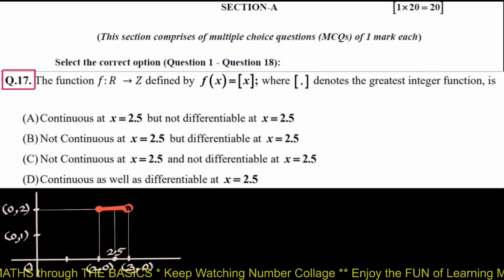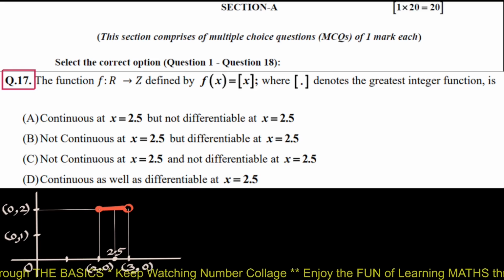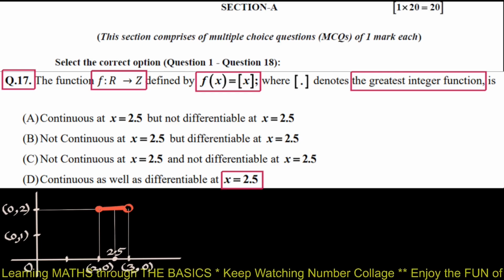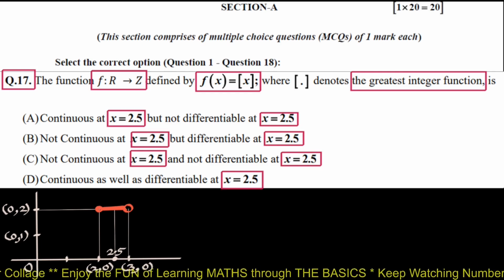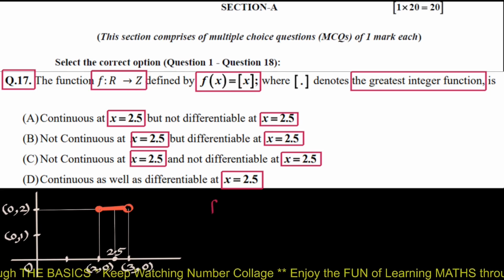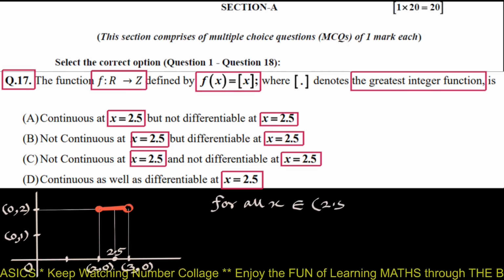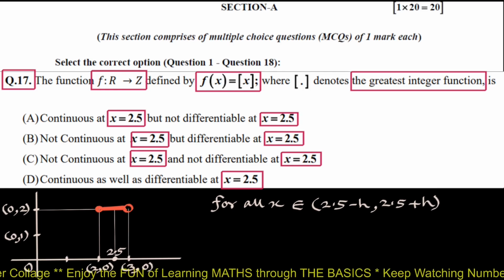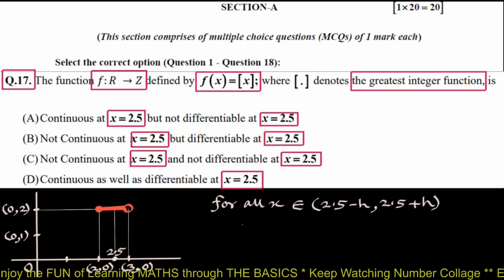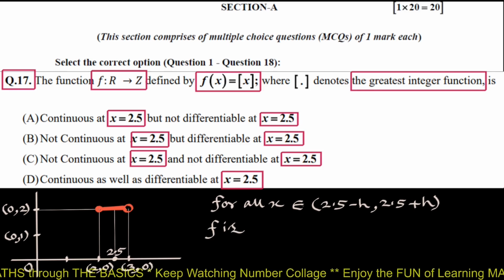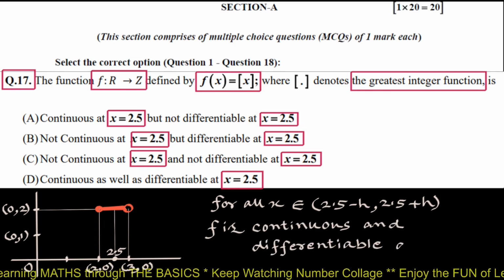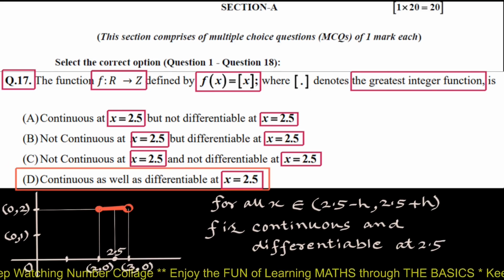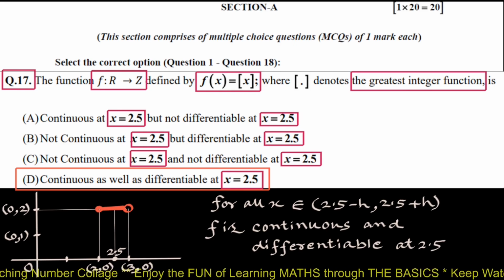Question 17. We have to check continuity and differentiability of the greatest integer function at x equals 2.5. The graph of this greatest integer function is a straight line for all x belonging to the open interval 2.5 minus h to 2.5 plus h, where h is an infinitesimally small positive quantity. Hence, we say that f is continuous and differentiable at x equals 2.5. Hence, the correct answer is option D, continuous as well as differentiable at x equals 2.5.